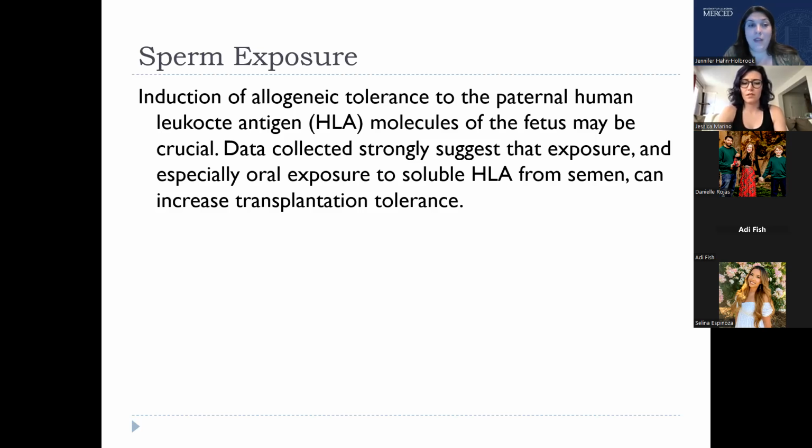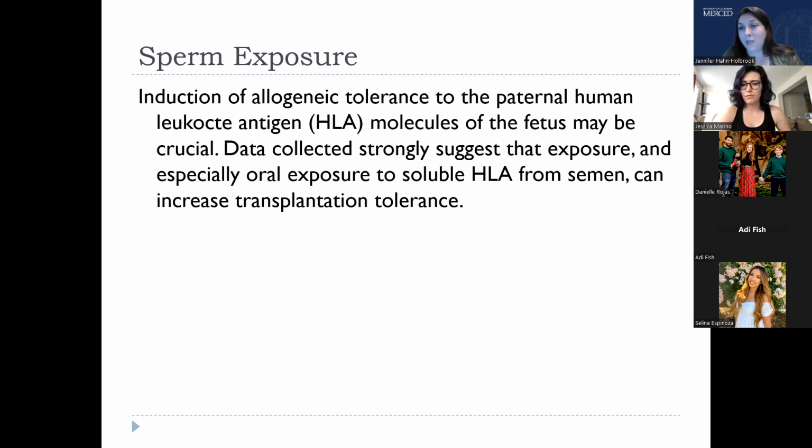And so actually, induction of allogeneic tolerance to paternal human antigen molecules in sperm is critical. If a mom has never been exposed to the sperm of a male before, she's 30% more likely to have preeclampsia. And we learned this from IVF experiments. They did IVF where the mom is taking a sperm donor, so she's never had sex with this guy before, and you get a huge rejection rate and huge rates of preeclampsia and these kinds of conditions, where mom's trying to limit the amount of resources she gives to the fetus because she's never been exposed to this antigen in the sperm before.